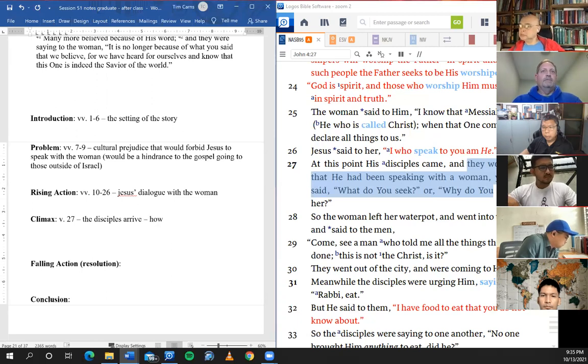How would they respond? They arrive seeing Jesus, because remember, they didn't know what was going on. They left Jesus at the well. They had no idea he was in this conversation with this Samaritan woman until they come back, and then they see it. As the reader of the story, knowing the cultural background, it's like, uh-oh, what's going to happen now? What are the disciples going to do? What's Jesus going to do?